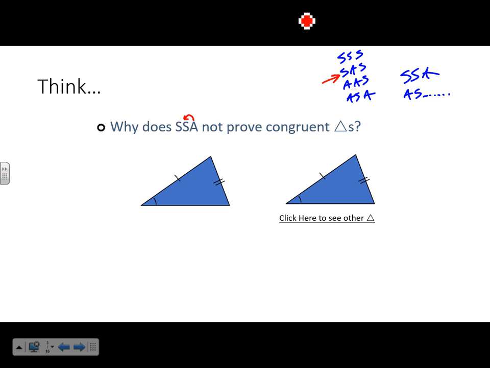We have that one. Well, if you look at these two triangles, it looks like they are congruent. We have this angle and this angle. We have this side and this side. Then we have this third side is congruent to this side. So you might say, well, wait a minute, you made a mistake.